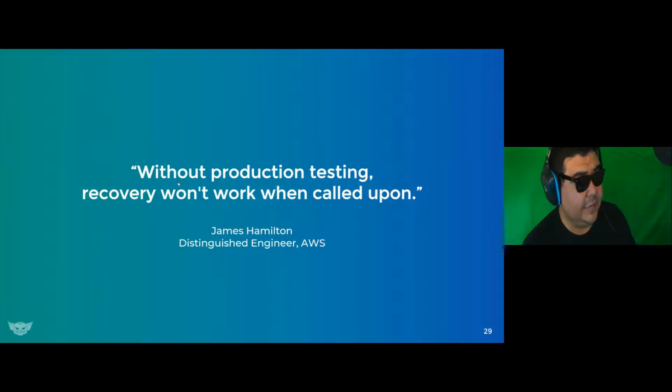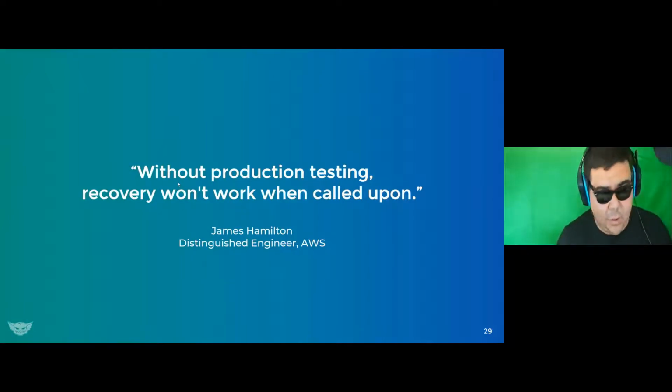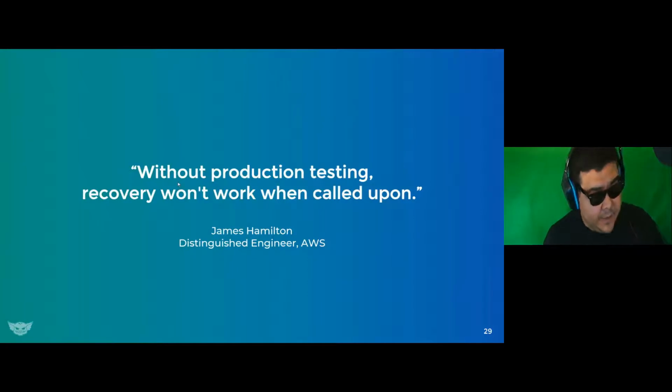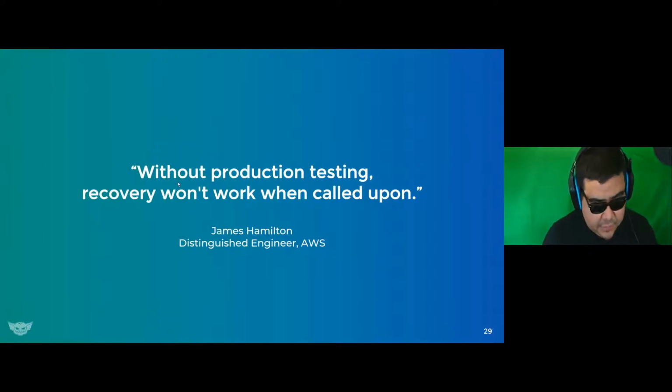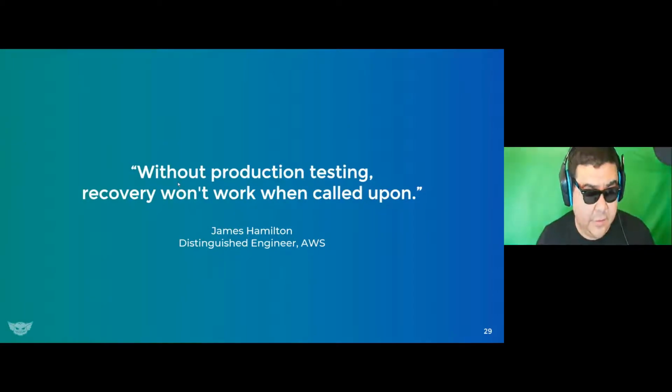And unless you're testing in production, there's no guarantee that your recovery safeguards will function as anticipated or designed. Testing in production sounds scary at the beginning because that is where our customers live. That's where our reputation lives. That's where our brand lives. But that's also where we remediate and resolve the issues that our customers have.